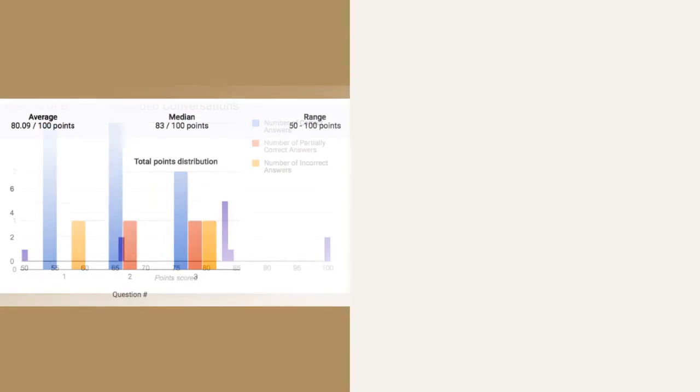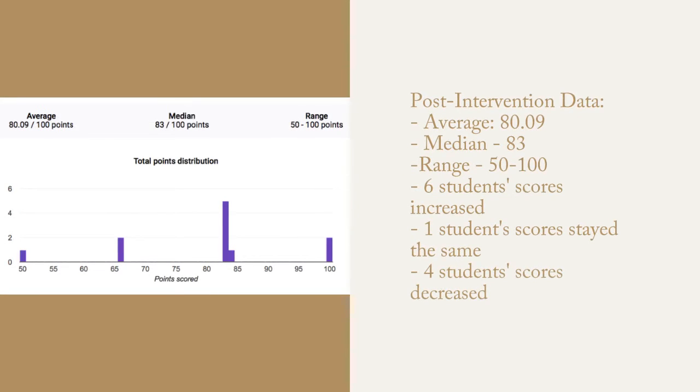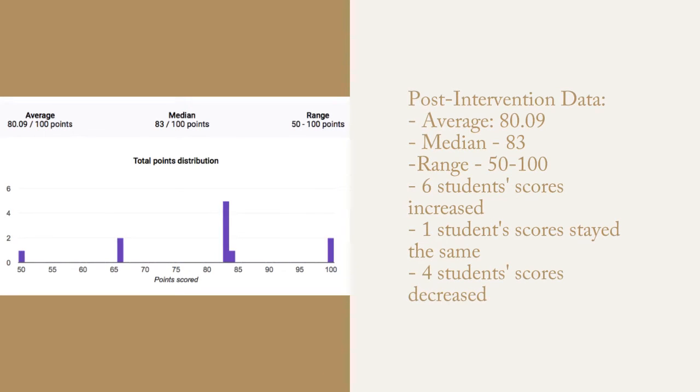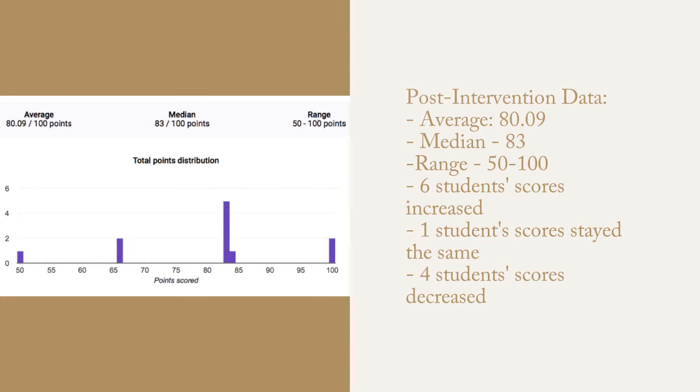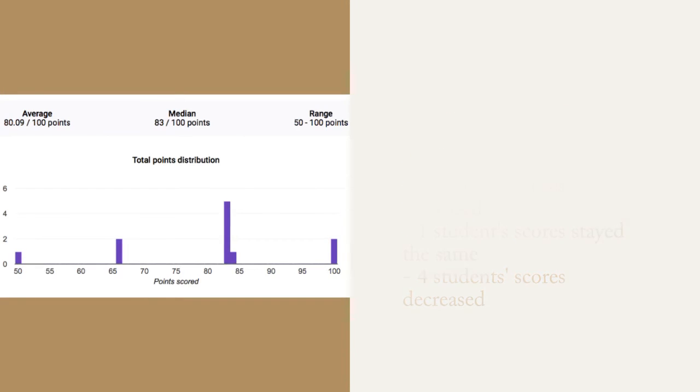Moving on to the post-intervention data, the overall average increased by about 6 points to an 80.09%. The median increased by 3 points to an 83, and the bottom number in the range increased by 30 points to a 50. 6 student scores increased, 3 significantly and 3 slightly. 1 student score stayed the same, both at 100, and 4 student scores decreased.